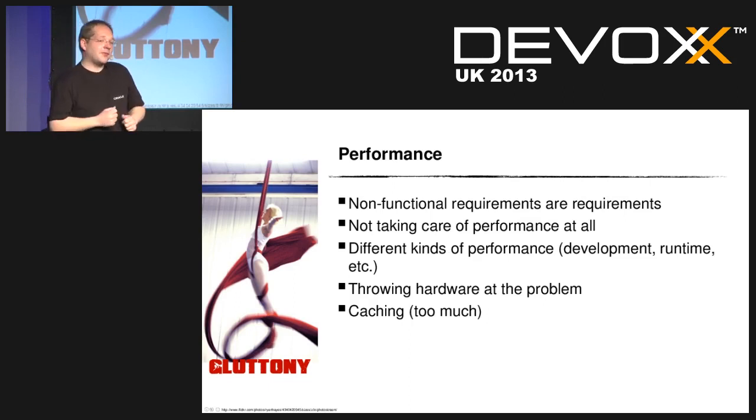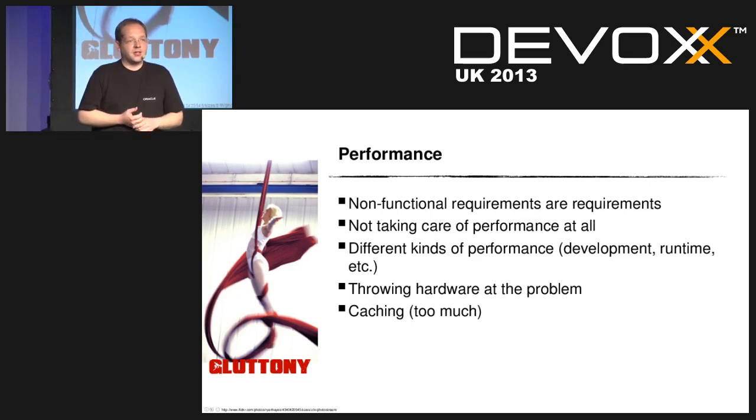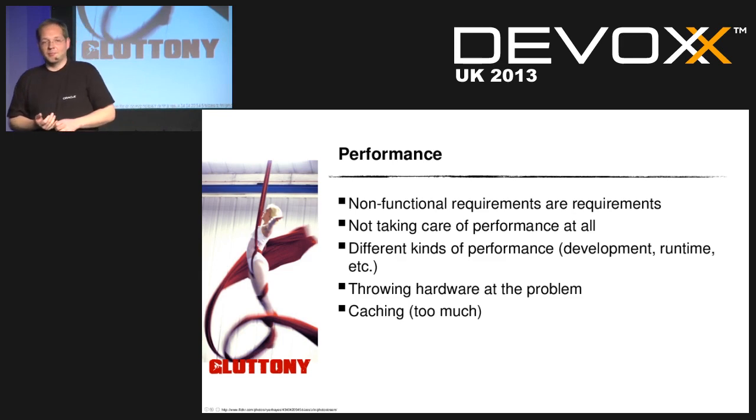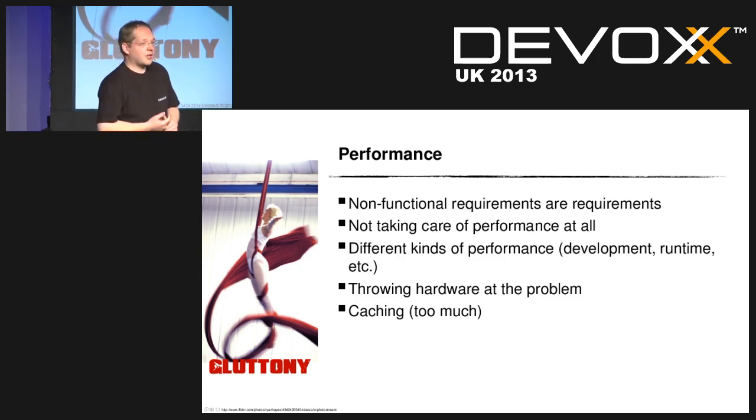Performance, one of my favorites. 50 concurrent users on one node. That's not good. Something is wrong there. But it could actually happen. Performance is a non-functional requirement. You actually have to take it into account.